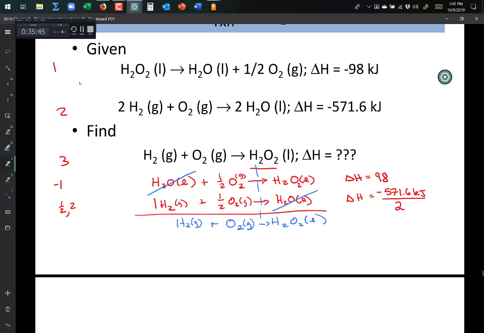And what Hess's law says is if I can add two reactions to get a third, the heats of reaction are additive. I can get the heat of that reaction. So all I have to do is take 98 and add it to half of negative 571.6, and that'll give me my enthalpy for the reaction. Actually, I'll do the other one first. 571.6 negative divided by 2, and I'm going to add 98 to it. Yeah, negative 187.8, I hope.